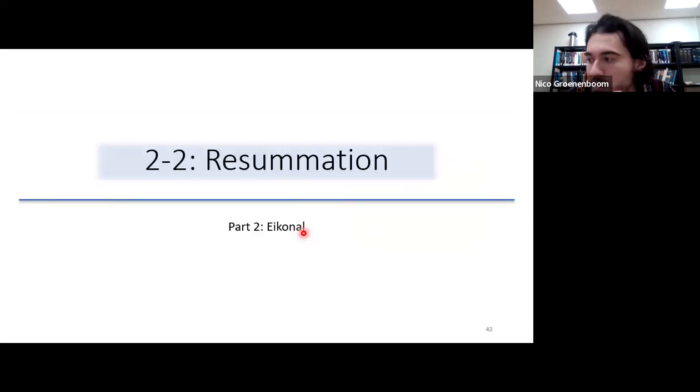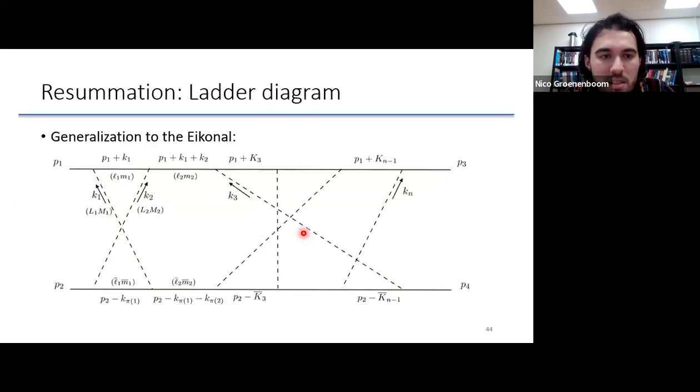This is, of course, a much larger calculation. The first step is to define the proper ladder diagram. This is for some arbitrary n exchanges, and we will sum over all possible n in the end. So there are n different gravitons, and they each have their own momentum k.